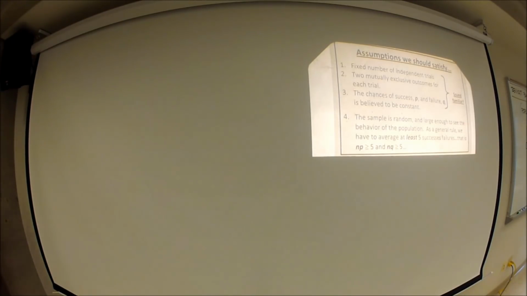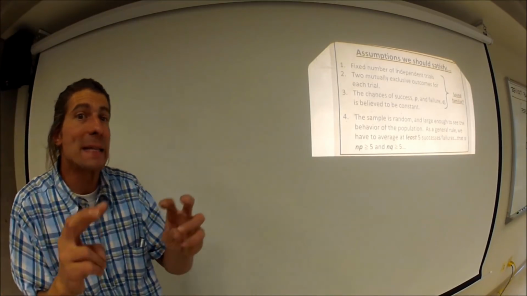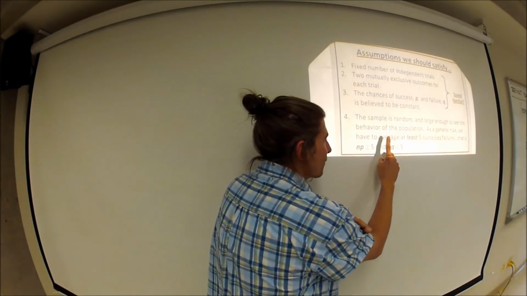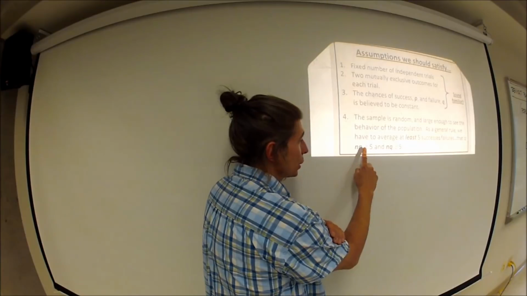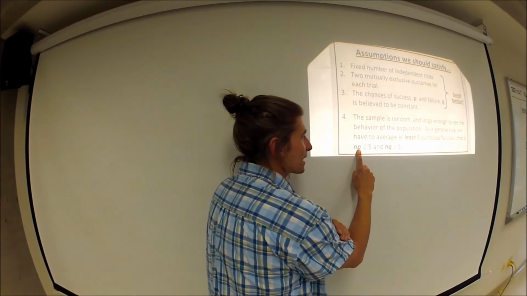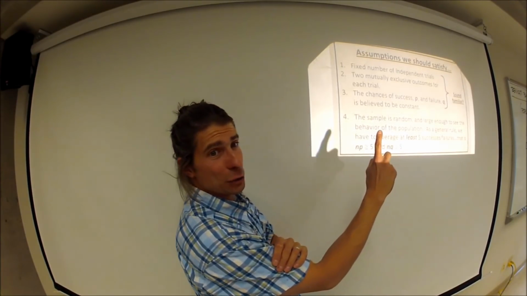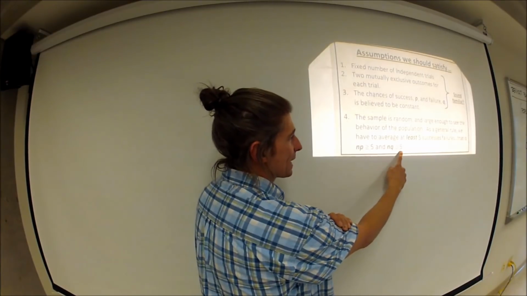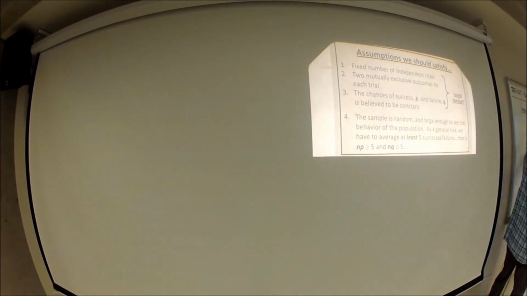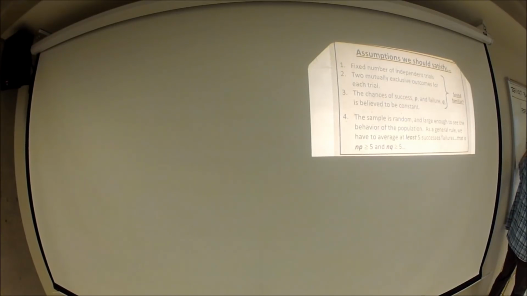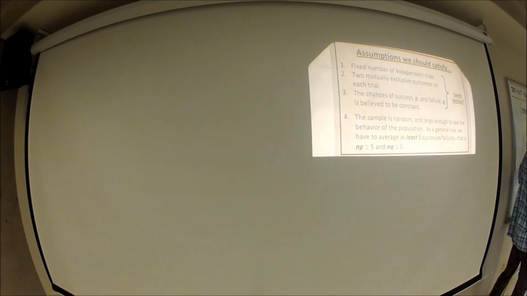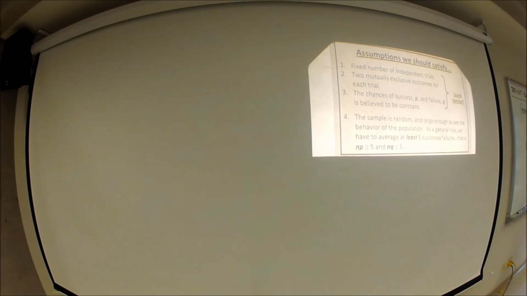And you don't have to believe it right now. This is the base minimum. You have to have enough trials so that you have at least 5 successes and at least 5 failures. So n times p, if you remember, is the average number of successes per binomial experiment. N times q, which we don't talk about, is the average number of failures.